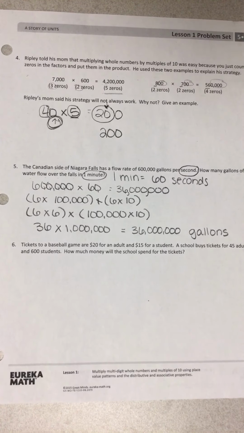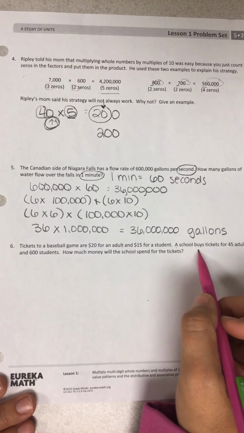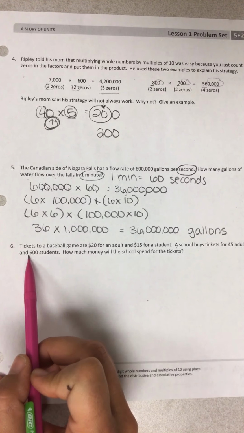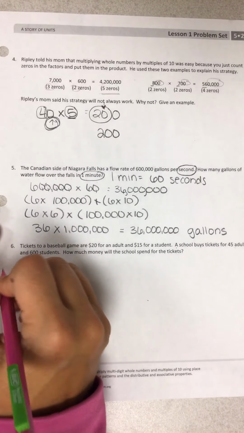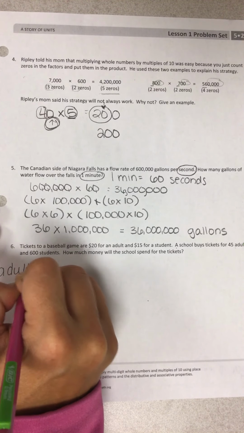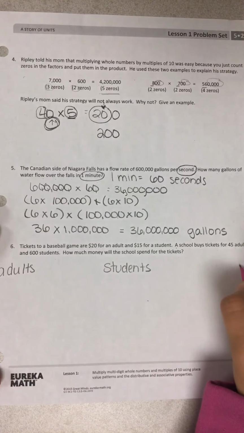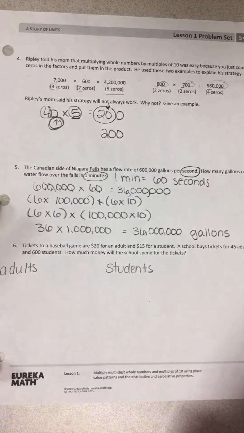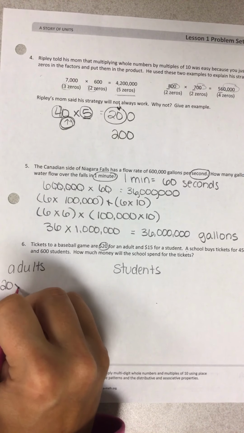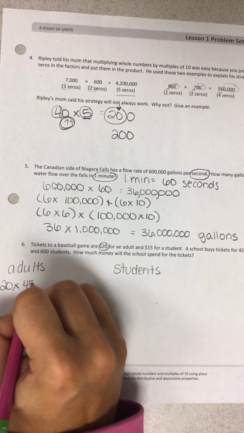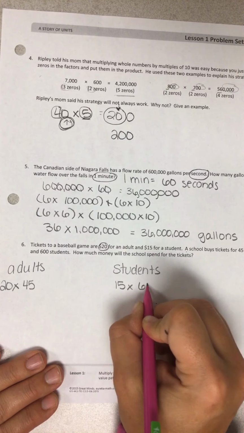It says tickets to a baseball game are $20 for an adult and $15 for a student. A school buys tickets for 45 adults and 600 students. How much money will the school spend for tickets? So I have to figure out how much they spend for adults, how much they spend for students, and then I need to add them together. So let's look at the adults. The adults are $20 a ticket, and we had 45 adults. We had $15 for a student, and we had 600 students.